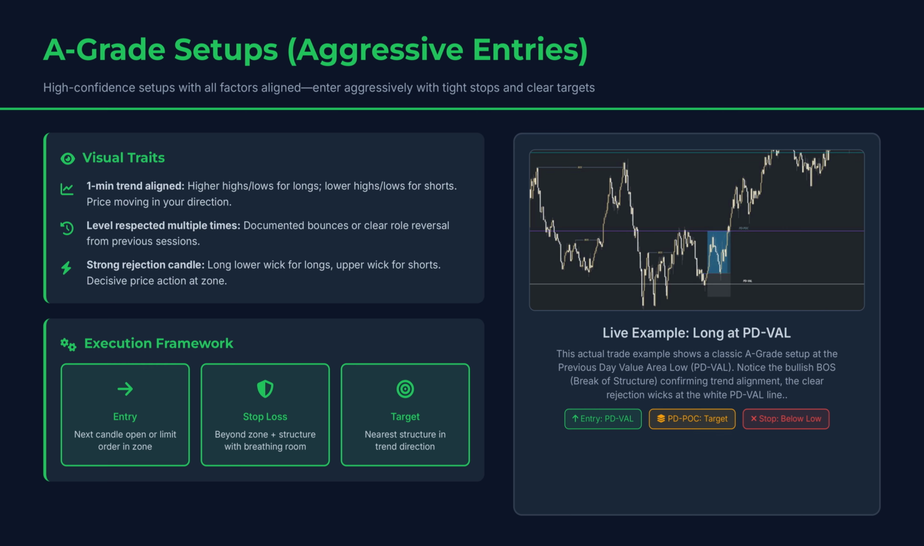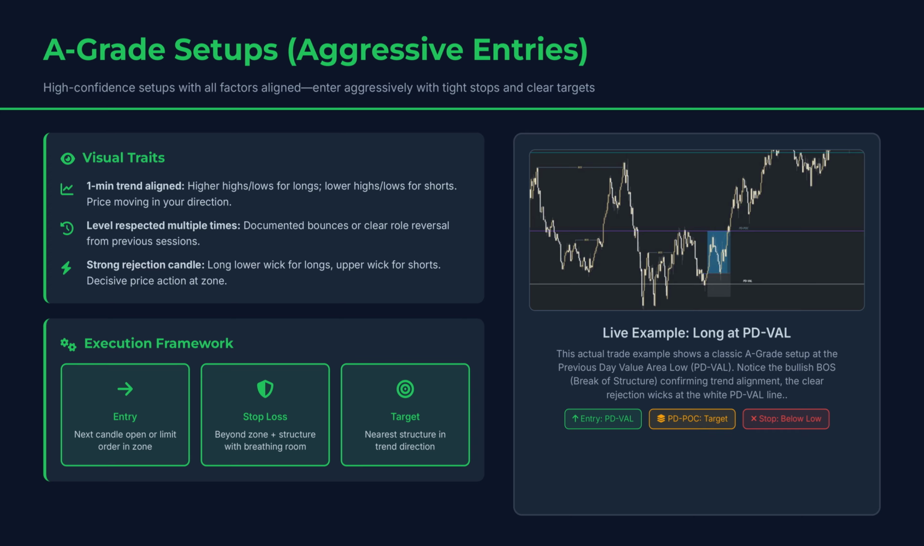Your target should be the nearest structure in the direction of your trade. If you're long from the previous day's value area low, you're targeting perhaps the previous day's point of control, or a recent swing high on the 1-minute chart. With A-grade setups, the market often moves quickly to these targets because there's strong directional momentum already in place. Let me give you a practical example to cement this concept.